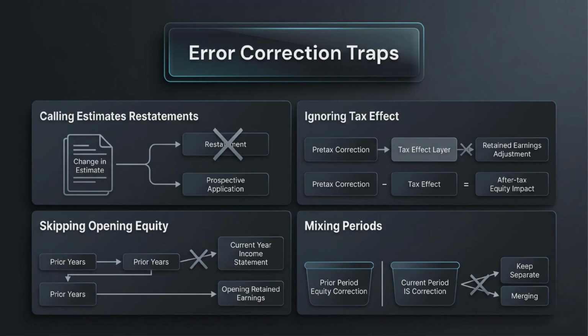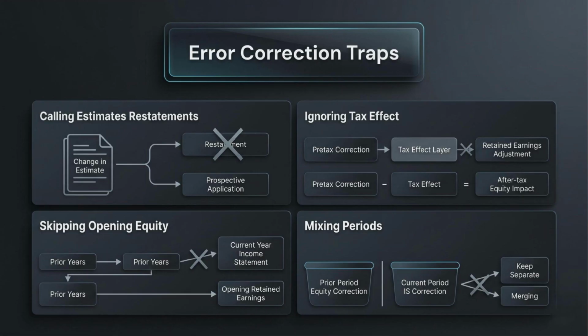Let us protect ourselves from four common traps. First, do not call estimate changes restatements. Estimate changes are prospective when based on new information. Second, do not ignore tax effects. Pre tax correction is not the same as retained earnings impact.